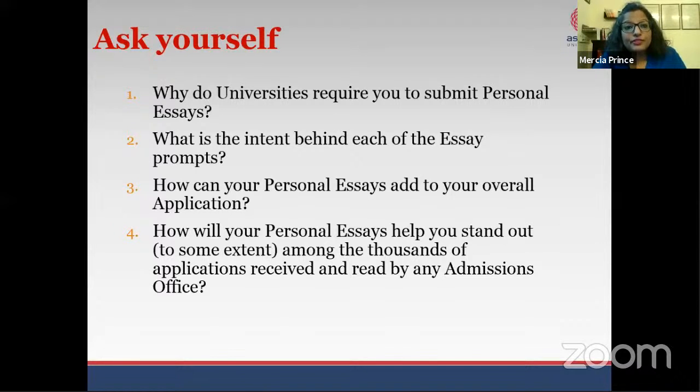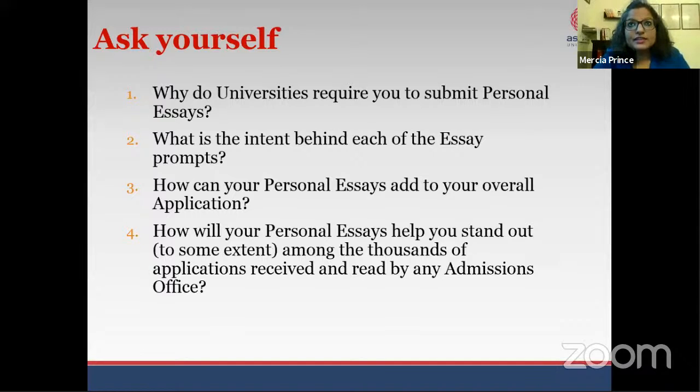You don't want to put things in your essay which are necessarily all over your application form in other areas. You want to use your essay space to add value to your application. Of course, there might be some overlap. You may want to pick up something and talk about it in much greater detail, which you have mentioned elsewhere, but the aim is to see how your personal essays can actually add to your application.